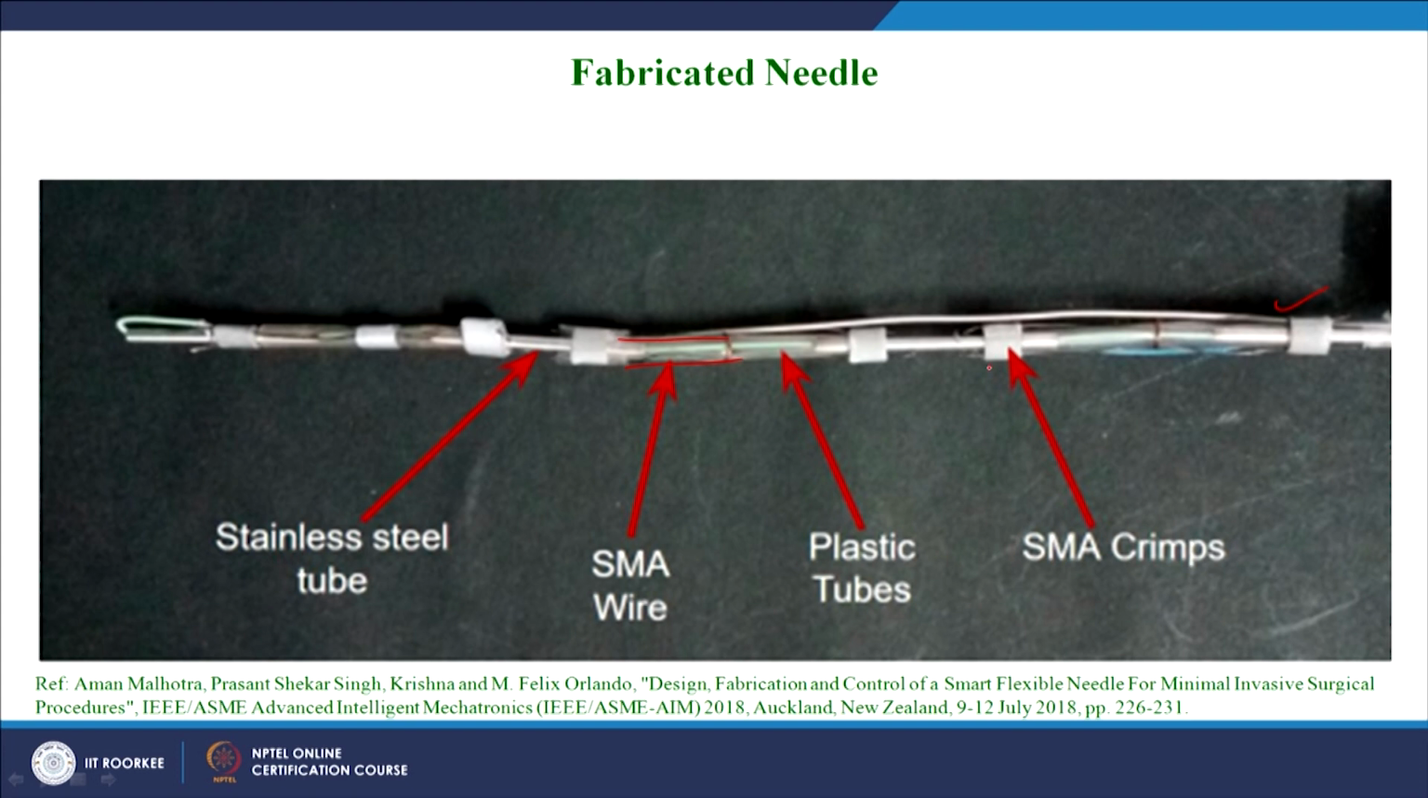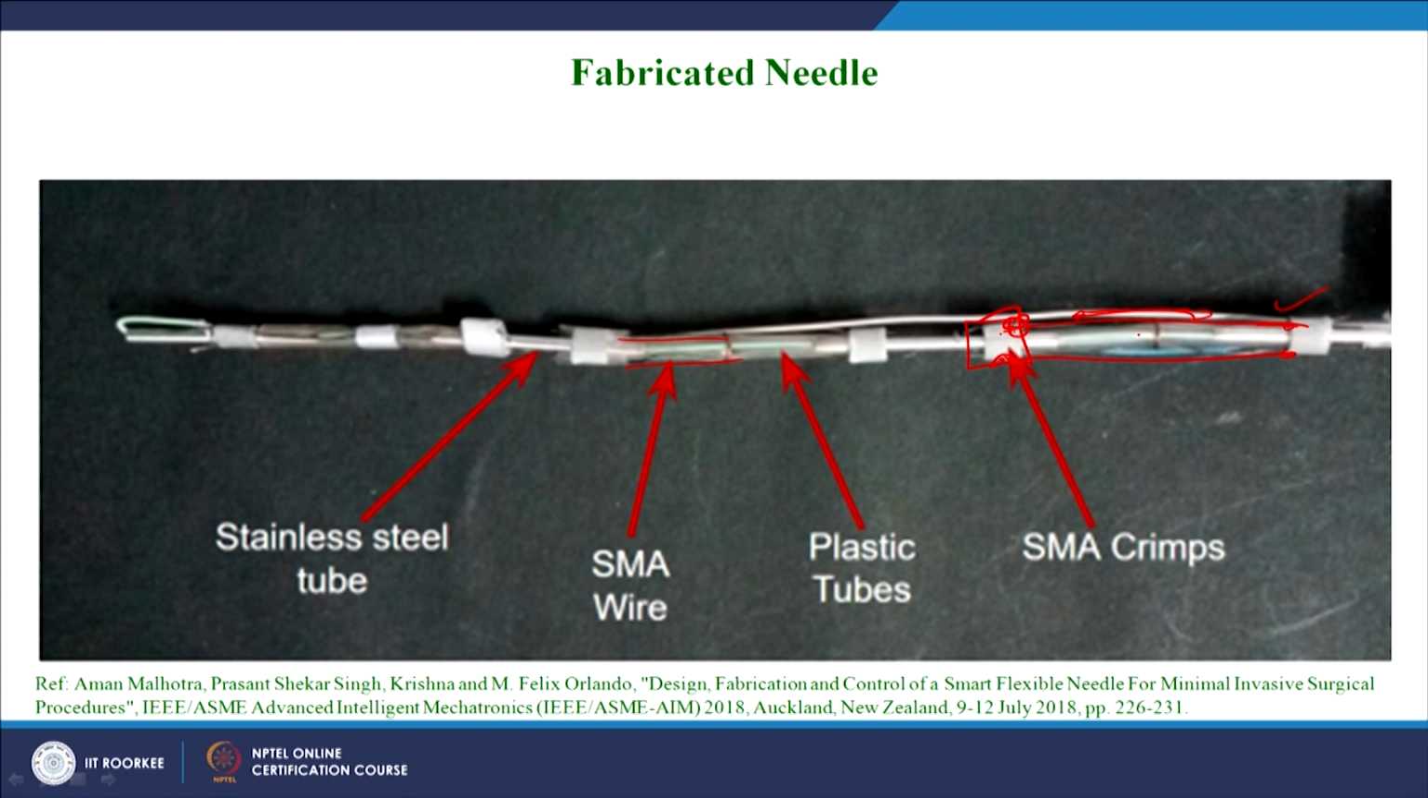And these are the crimps, SMA crimps. These are meant to keep the SMAs fixed, so that once the current is passed through it, this SMA wire gets contracted to its original shape. During that time, this crimp is the one that keeps the SMA wire attached to it. It won't release the SMA wire.